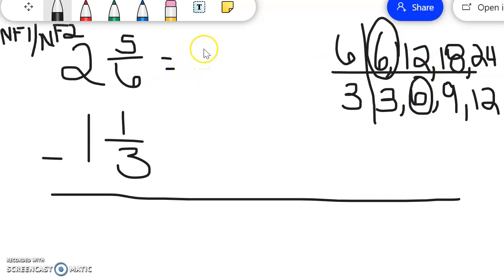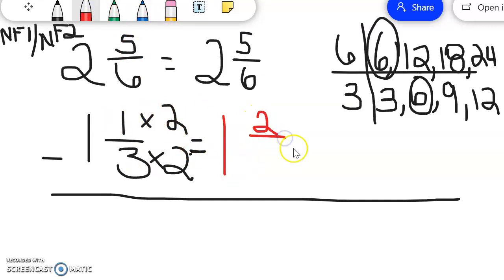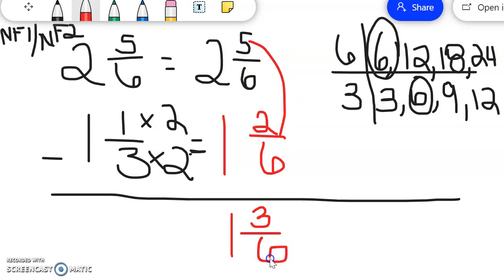So since I already have 2 and 5/6, I can keep that because that denominator is already 6. But I have to come to 1 1/3, and I have to multiply by 2 on the bottom to make 6. So since I'm multiplying by 2 on the bottom, I have to also multiply by 2 up top. So I bring the whole number 1 over. 1 times 2 is 2. And then 3 times 2 is 6. So now I'm ready to subtract. 2 subtract 1 is 1. 5 subtract 2 is 3. And then I keep the 6.